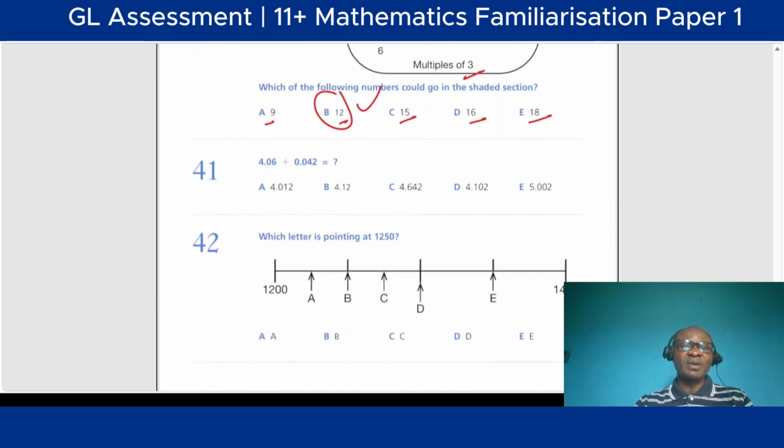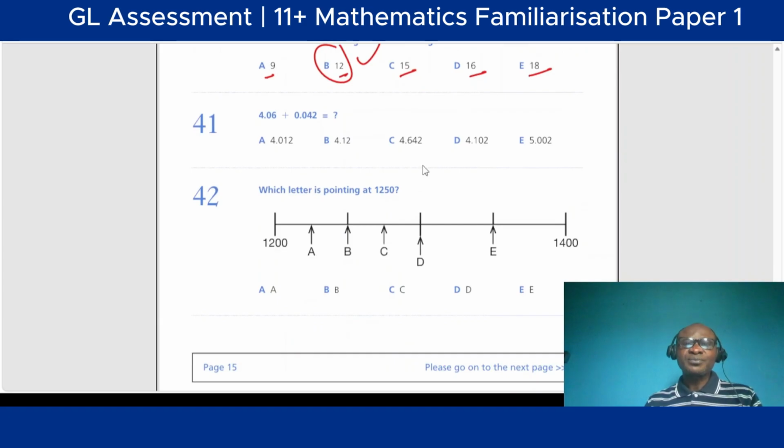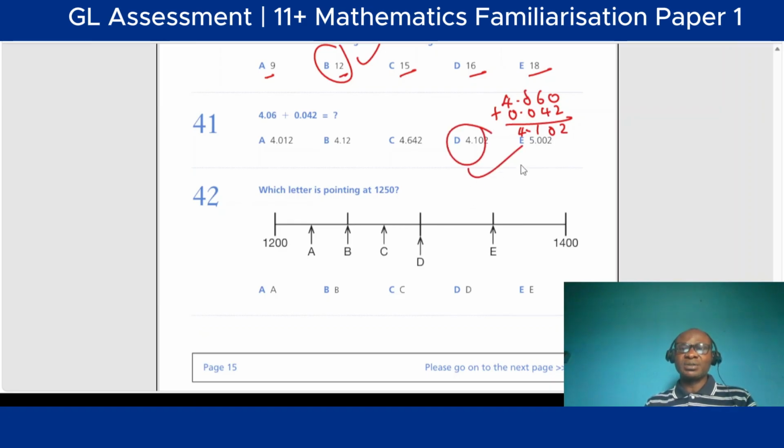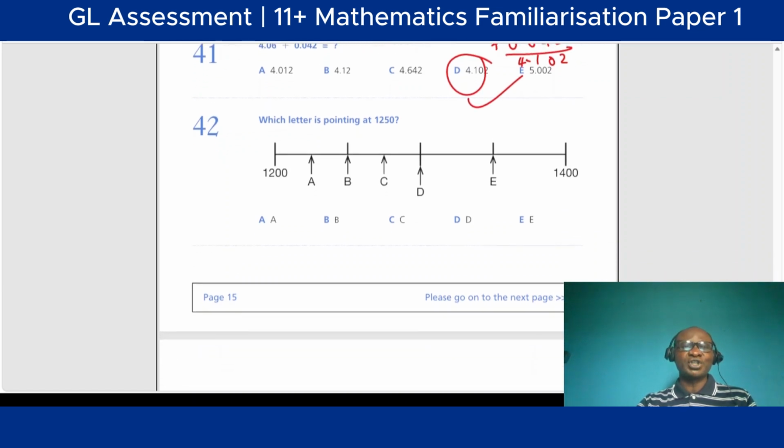Let's go to question number 41. Here we are given the sum 4.06 add 0.042. So this is 0, 2, we come down here. This is 10, move it here, then we have our point. That is 4.101. That is option D, correct. We go to question number 42.